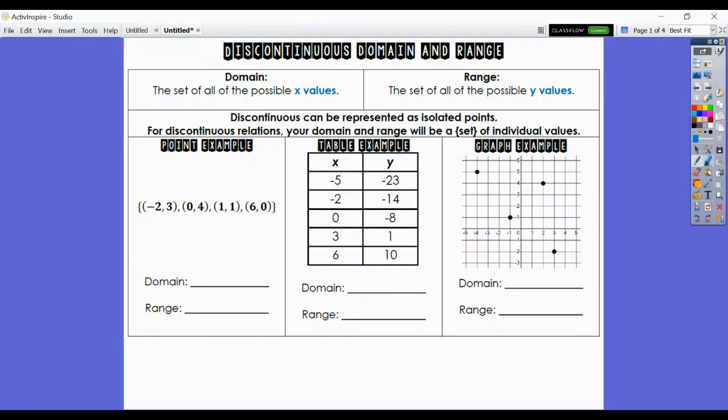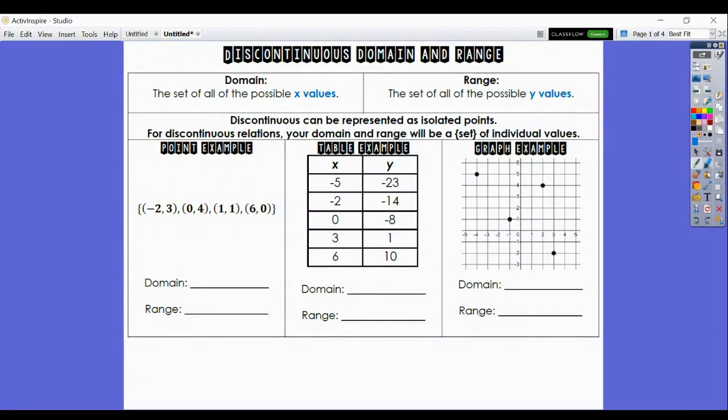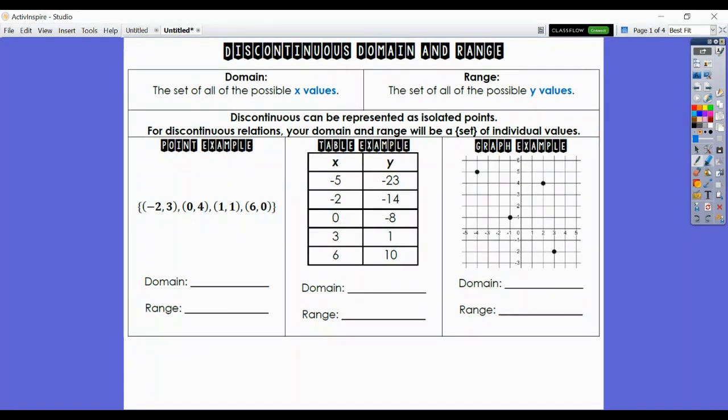Today's lesson, we're going to learn about domain and range. Domain, by definition, is the set of all possible x values, and range, by definition, is the set of all possible y values. So remember, if you want to circle it on your paper, that domain is x, and then the range is going to be our y values.